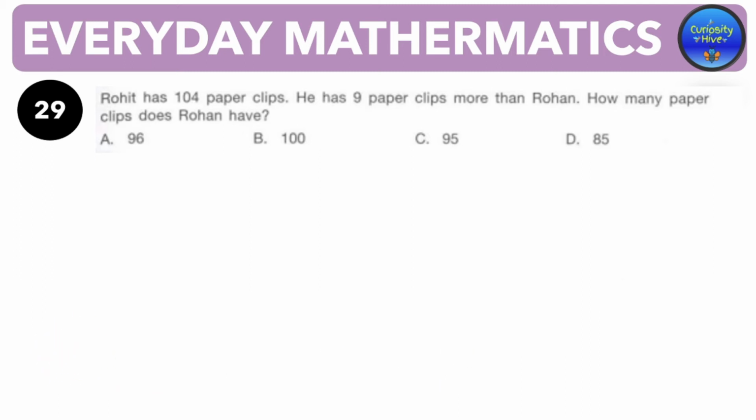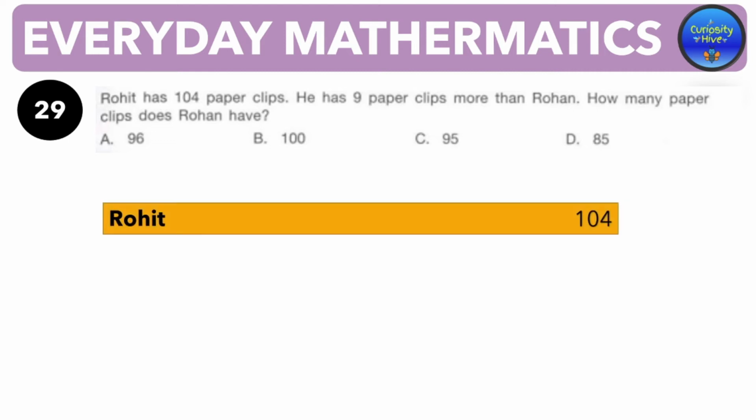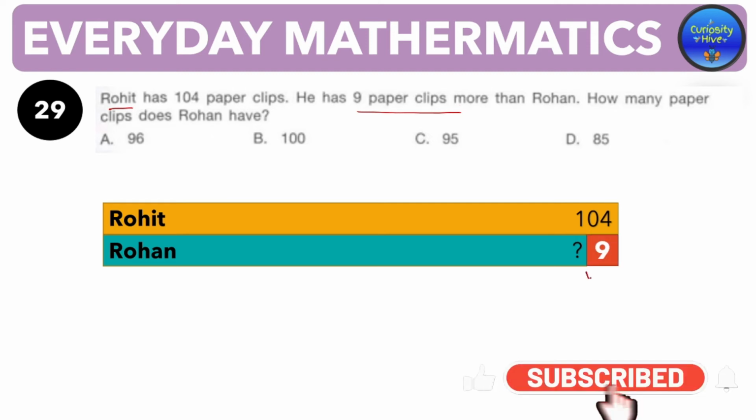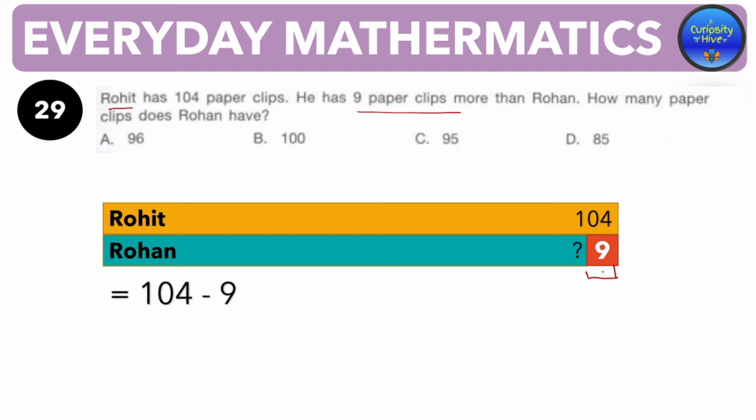Let me show how. Now Rohit has 104 paper clips and Rohan also has some paper clips, but they are less because Rohit has 9 paper clips more than Rohan. So this additional bit that is there with Rohit is 9. So Rohan has 104 minus 9 paper clips, which is equal to 95. So your right answer is option C.